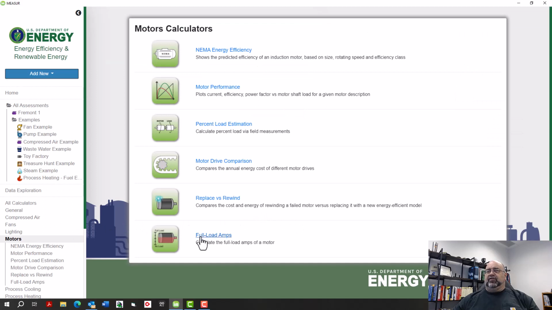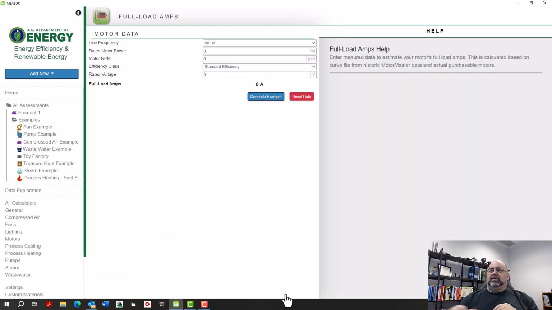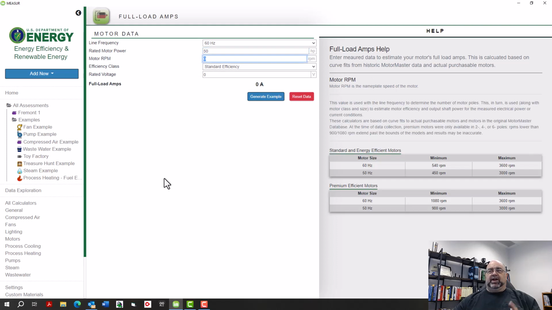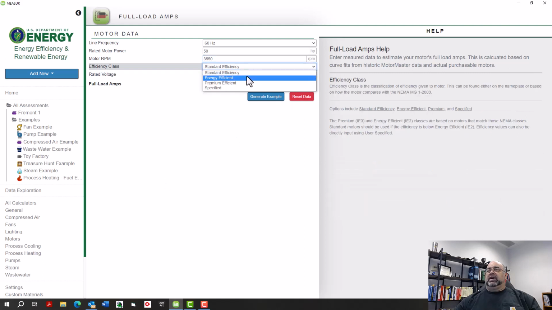So anyways, let's go to full load amps. Again, this will give us the ability to go in and say we're a 60 hertz machine, and the rated horsepower is, let's select 50 horsepower. For some reason, everybody's, in all these research projects has always been fixated with 50 horsepower. Well, 0 amps so far. So let's see, motor RPM at 50 horsepower. The nameplate RPM is going to be, in this case, let's do a 3600. So let's say 3550, and we're going to call it energy efficient.